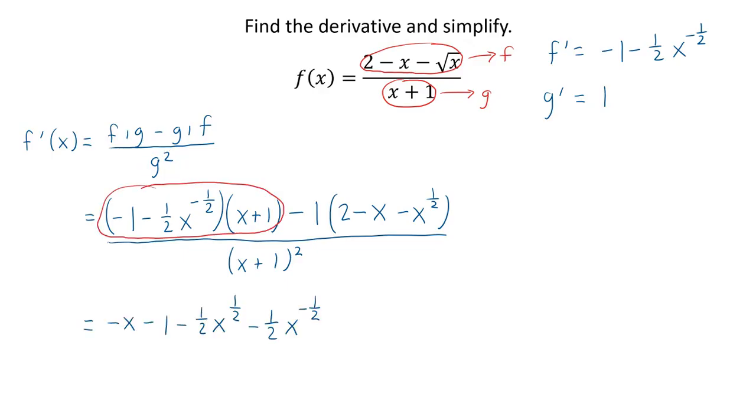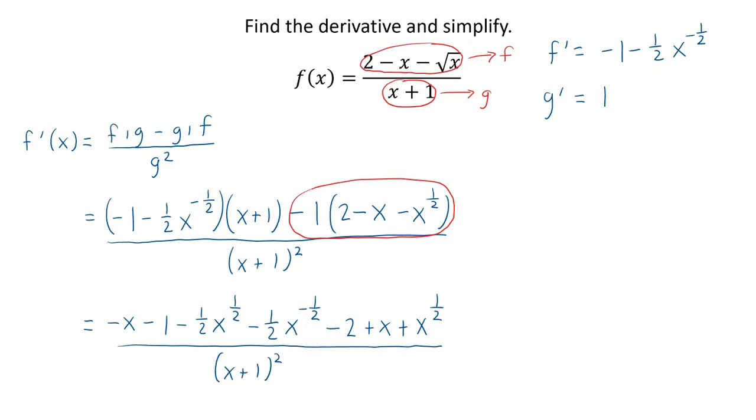Multiplying the two binomials in the first term together gives us negative x minus 1 minus 1/2 x to the 1/2 minus 1/2 x to the negative 1/2. Distributing the negative 1 in the second term gives us minus 2 plus x to the 1/2. And that's all over x plus 1 squared.